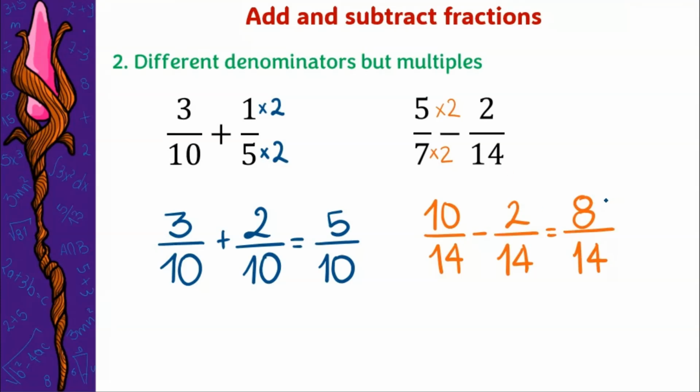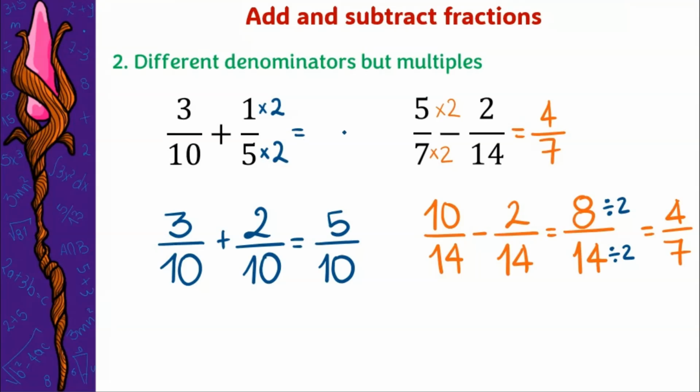Remember, when possible, we need to simplify this, also with equivalent fractions. In this case, we are going to divide by the same number, top and bottom, to get 4/7. 8 divided by 2 is 4, 14 divided by 2 is 7, 4/7 is equivalent to 8/14. So this is the result, 4/7.